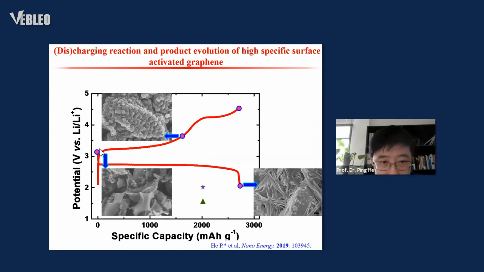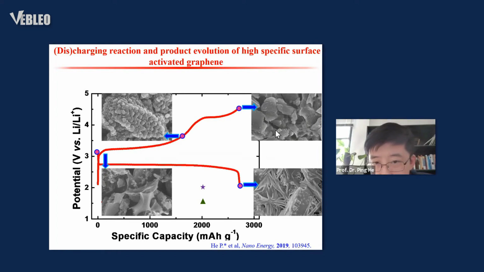After the charge process to half of the charge, the cathode morphology is changed to this picture. So you can see some coin-shaped product in this picture. At the end of the charge, the morphology is transformed to this shape. You can see this shape is very similar to the starting point.